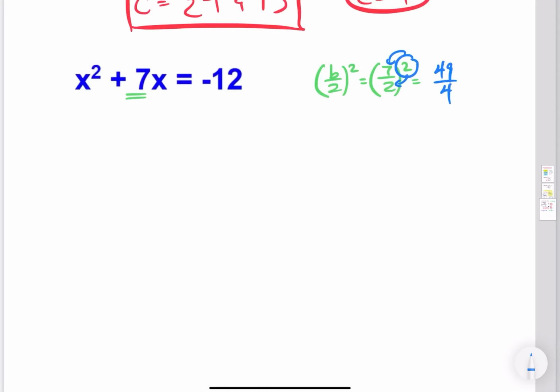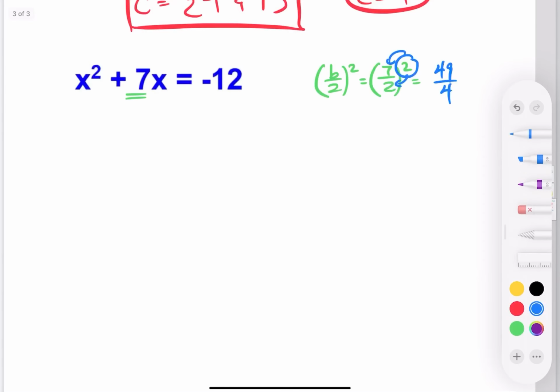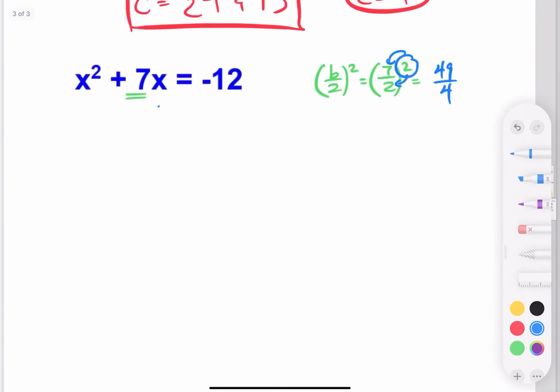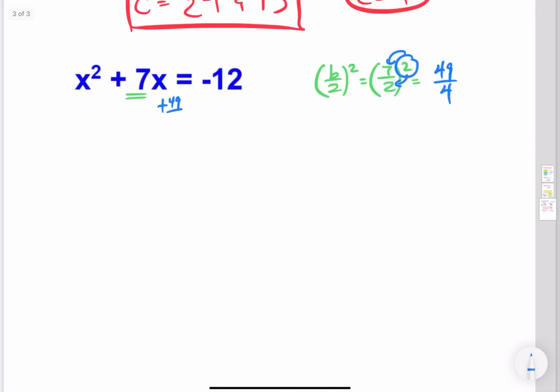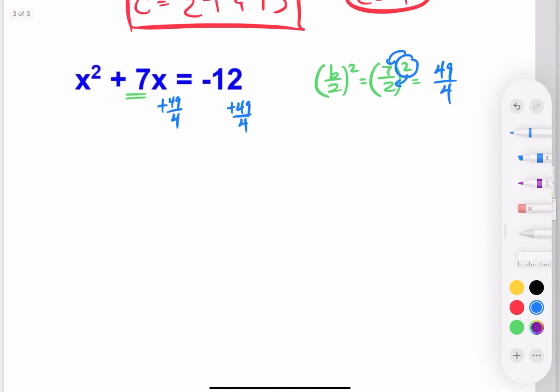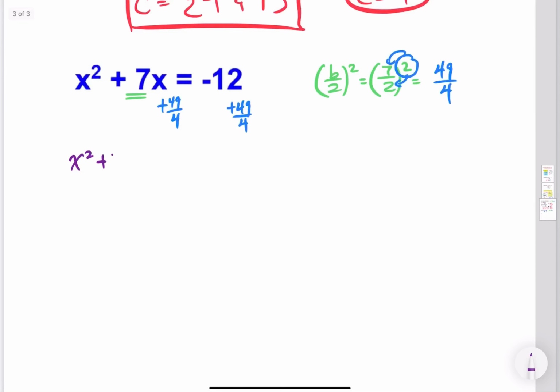But what I'm going to do is take that 49 and that 4, and again, add it to both sides here. So I'm going to add that 49 over 4 on the left, and I'm going to add 49 over 4 on the right. So when I write this all out, on the left side, I'm just going to copy it. It says x squared plus 7x plus 49 over 4.